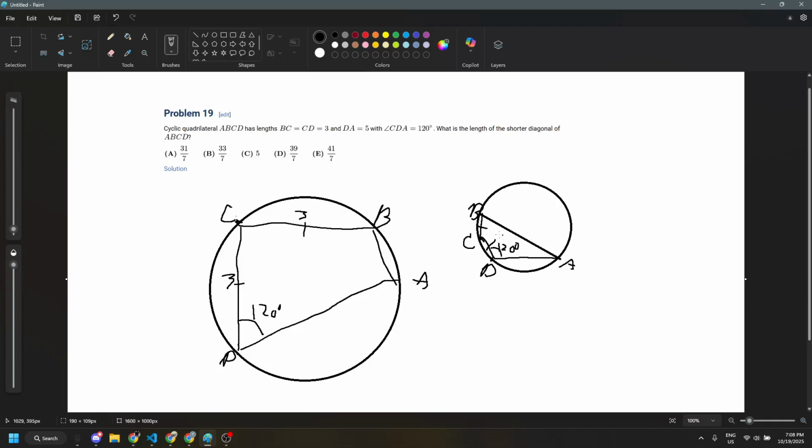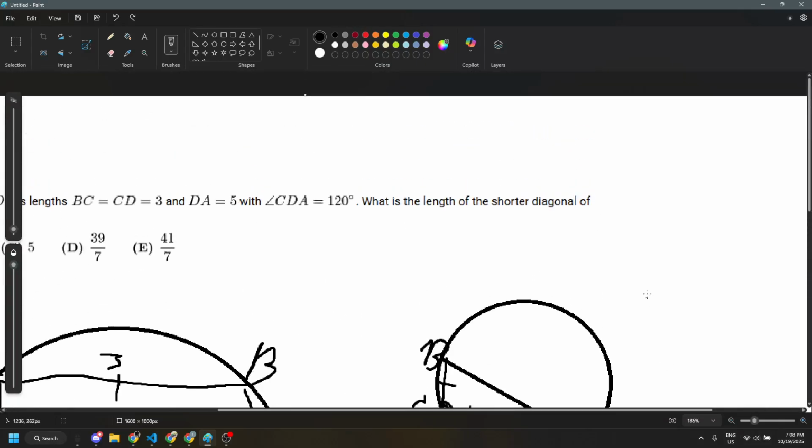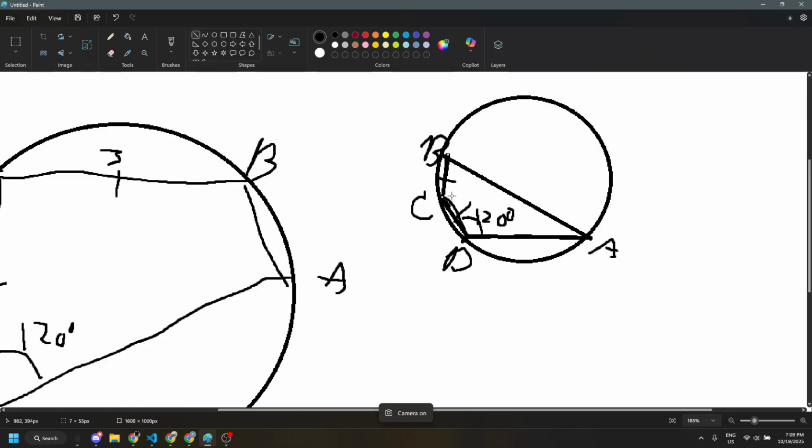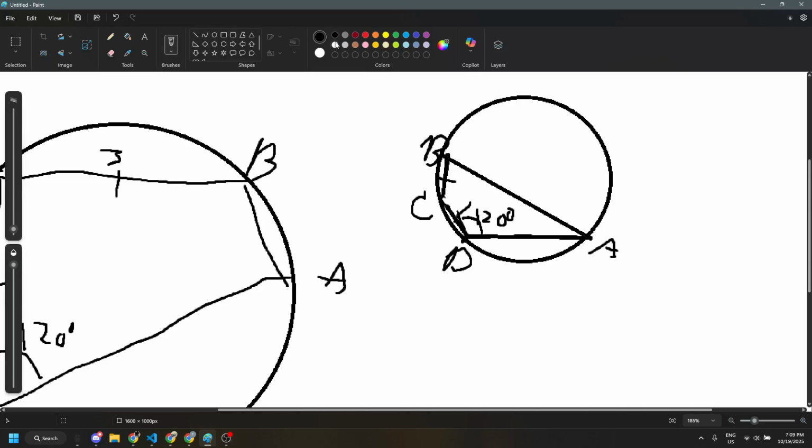So the length of the shorter diagonal. I don't like how it says that; it should say the shortest, because there are so many diagonals, I think. If we just draw these lines, let's draw this gray. If we have this diagonal. Oh, wait, what am I talking about? There are only two diagonals. So it's asking for the length of this diagonal.